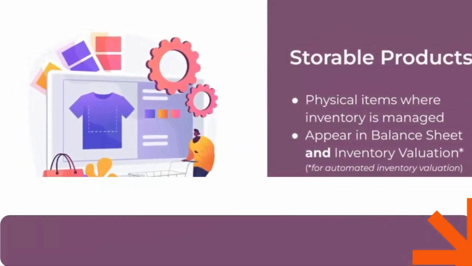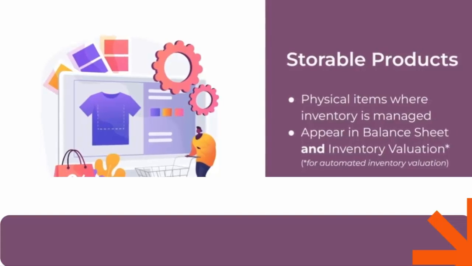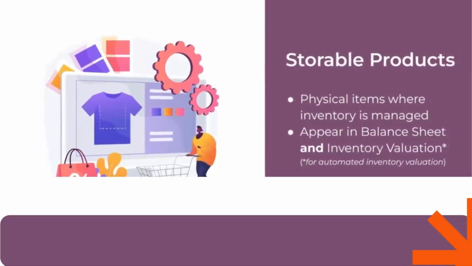Storable products are physical items for which we do need to manage the inventory level. Because of that, storable products will appear in both the inventory valuation report and the stock report.